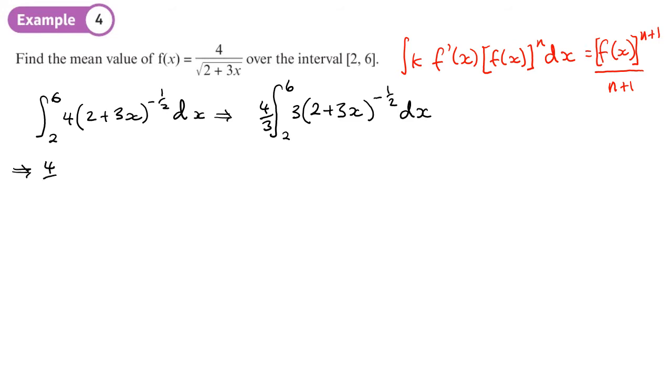So that'll be 4 over 3 here, and then f of x is 2 plus 3x to the power n plus 1, so that'll be a half, divided by n plus 1, so divide by a half, and the limits are 6 and 2. So by doing this, it just makes the working a bit quicker. So I've got 4 over 3 outside, so we're just going to tidy this up a bit. So I've got this 4 over 3, which I need to divide by a half, so we'll do that.